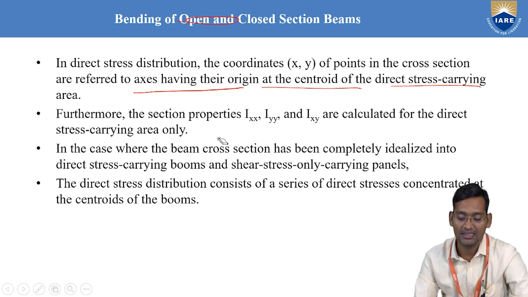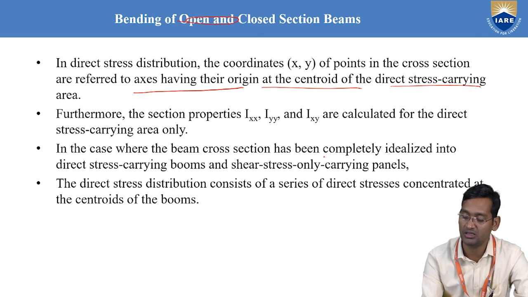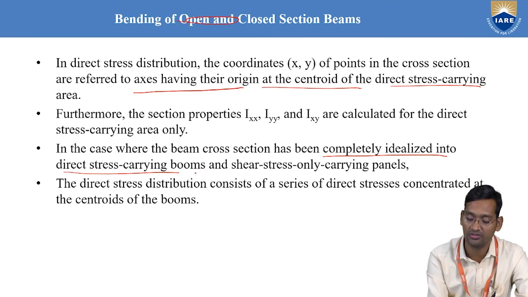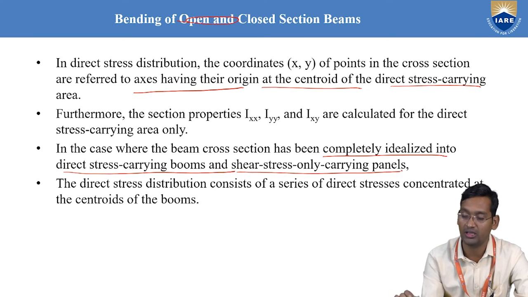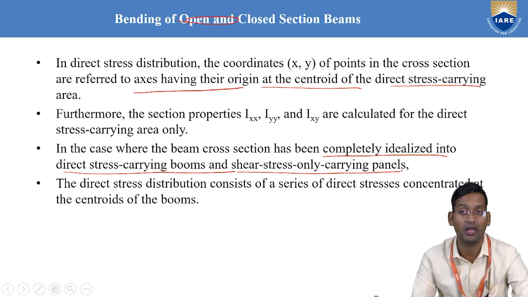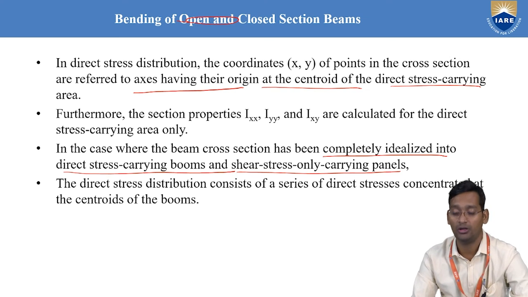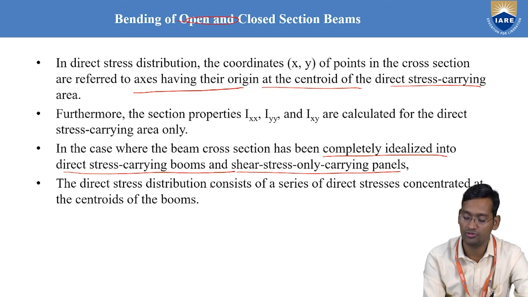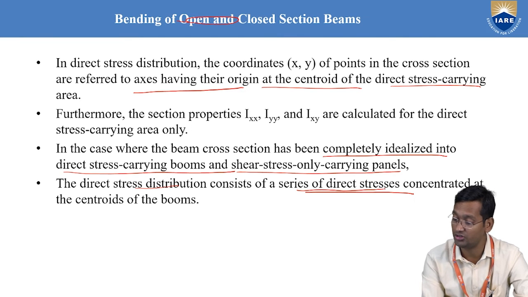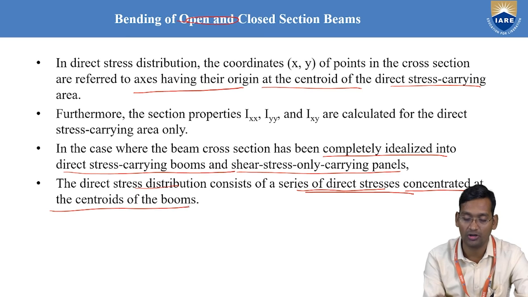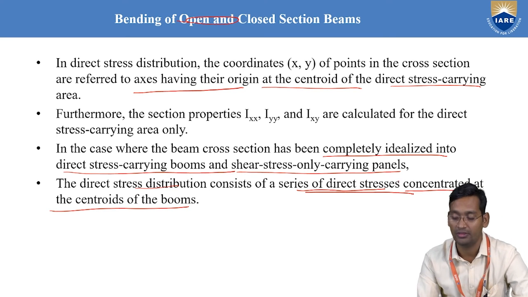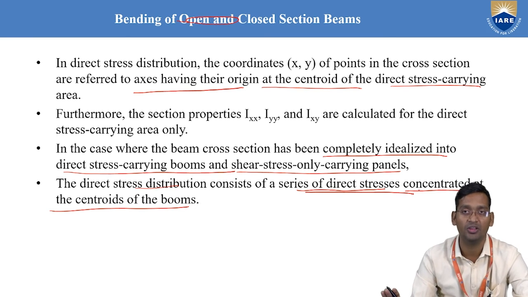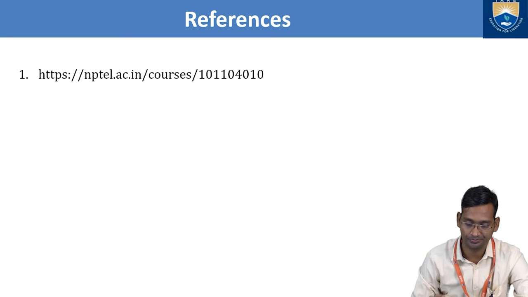In the case where the beam cross section has been completely idealized into direct stress carrying booms and shear stress only carrying panels, the shear stress will be carried only by the panels and the direct stress will be carried by the booms. So the direct stress distribution consists of a series of direct stresses concentrated at the centroid of each boom.